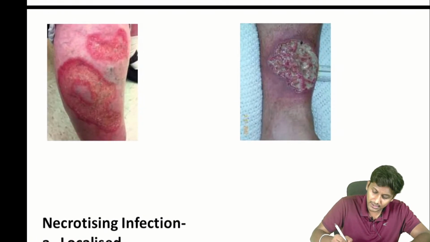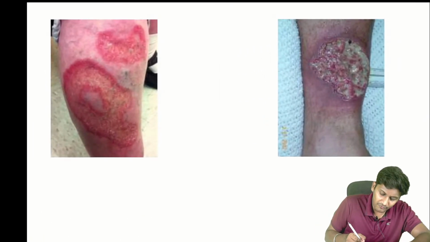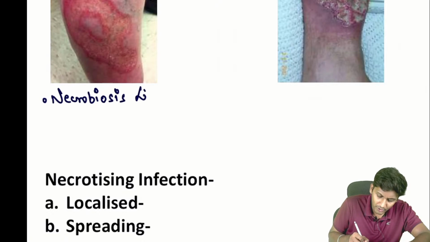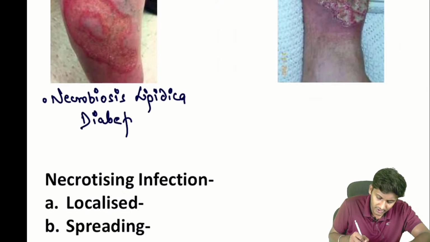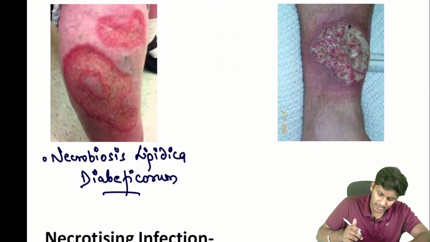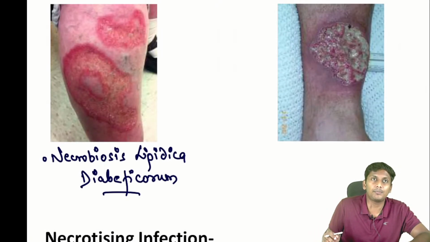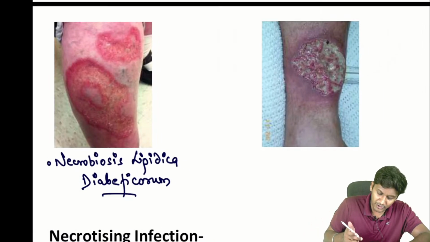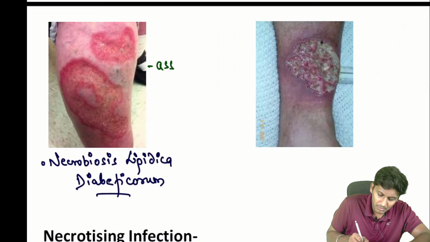Now if I talk about this, what is this, children? This is nothing but a case of necrobiosis lipoidica diabeticorum. What is this ulcerative lesion called? This ulcerative lesion is known as necrobiosis lipoidica diabeticorum. As the name itself suggests, it is usually seen in a patient of diabetes mellitus, a patient who has diabetic dermopathy. So you have to remember this is a condition which is associated with diabetes mellitus.